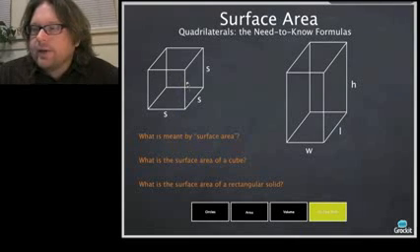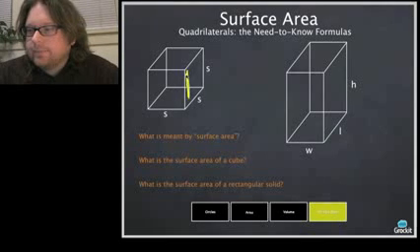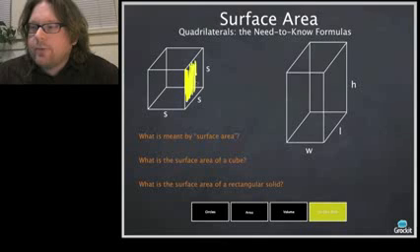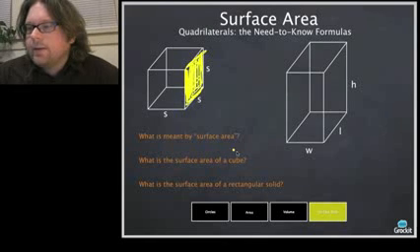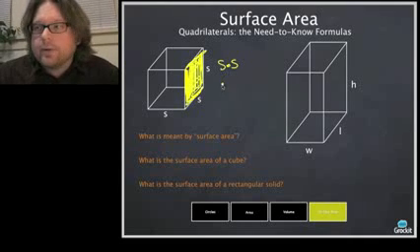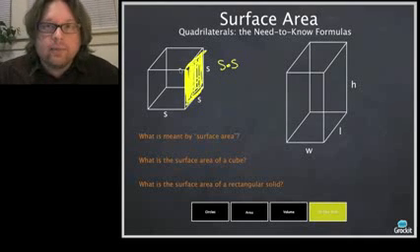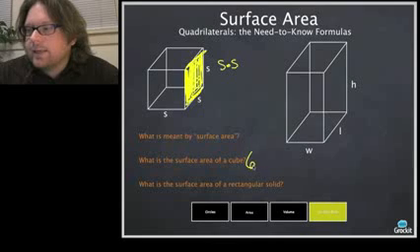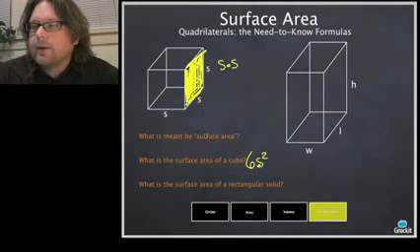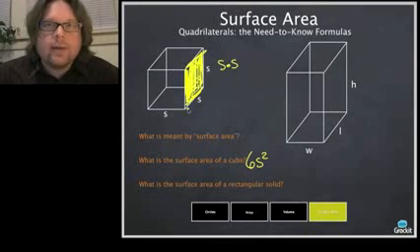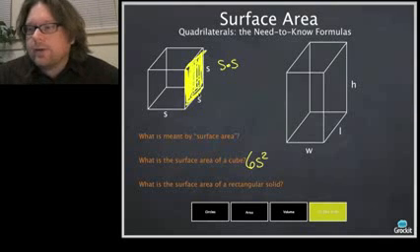So the surface area of a cube is just the surface area of one side. If we were just going to paint one side of the cube here, that would be S times S, length times width. That's the area of one side. But there are 6 of those sides, so it's actually 6 times S squared. One side is S squared, 6 of those is 6S squared.